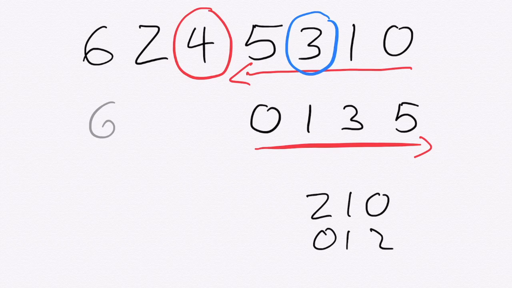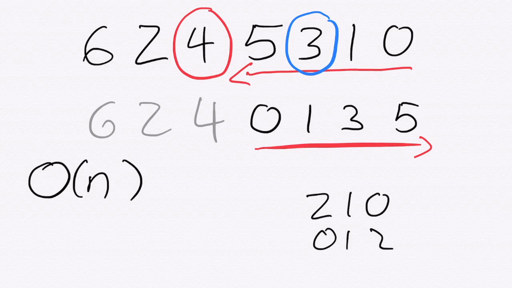It's just reverse. Searching for our swappable elements and reversing the suffix is linear, so our time complexity is O of n, and our space complexity is constant because we're not allocating any extra space.